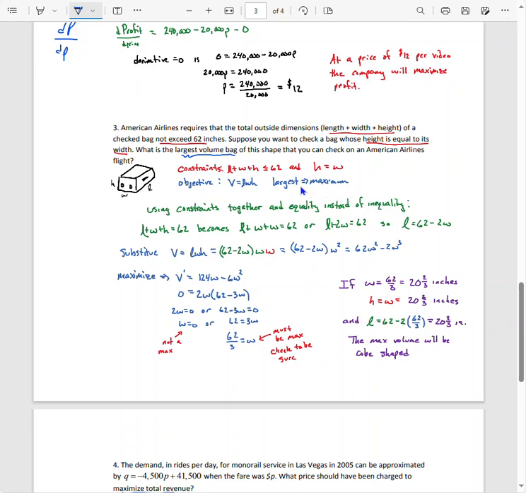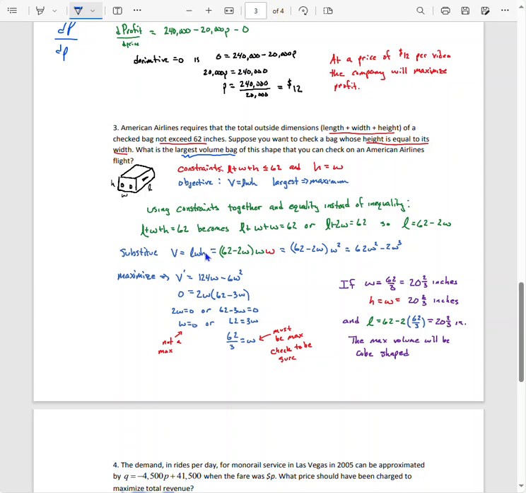So here's what I'm going to do. I'm going to substitute H equals W. So the L plus W plus H equals 62 becomes L plus W plus W equals 62, right? W equals H, so replace the H with a W. L plus 2W equals 62, and I can solve for L as 62 minus 2W. I used one equation to get the other constraint down to two variables, and with two variables I can solve for one of them, and now I can substitute everything into my objective function.